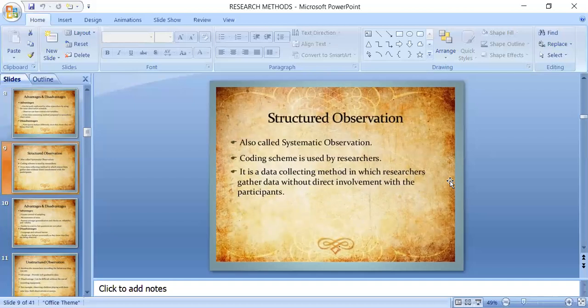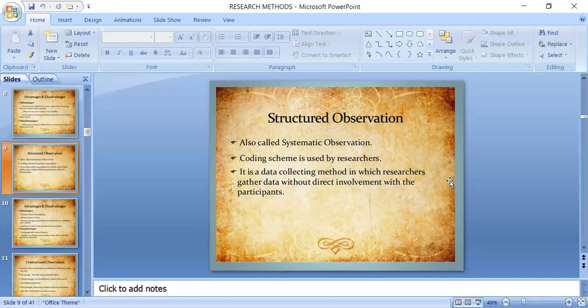Structured observation, also called systematic observation, where a coding scheme is used by the researcher. It is a data collection method in which the researchers gather data without direct involvement with the participant. For structured observation, we can say it is a sort of questionnaire. In a questionnaire, it is not necessary for the researcher to get involved in each and every situation. Questionnaires are distributed through different sources. So this is the collection of data without involvement of a participant.